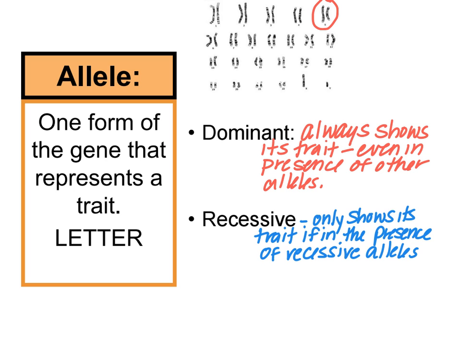The recessive allele, on the other hand, only shows its trait if it's in the presence of other recessive alleles. Otherwise, it is turned off, and we don't know that it's there. These alleles are shown with a letter. Because the dominant allele is always on, we're going to signify this with a capital letter, like a capital D. The recessive allele is sometimes off, so we're going to use a lowercase letter to signify this allele. You'll notice that both the dominant and recessive alleles are using the same letter, D, to signify that they are both coding for the same gene.